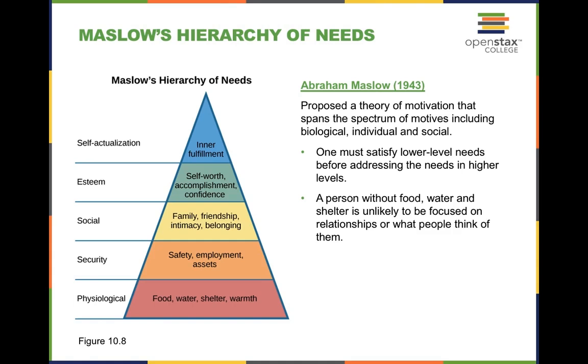We see motivation in the sense of a hierarchy. Once we've achieved food, water, shelter, and warmth, then we can move to security, which includes safety, employment, and assets. Then we can move on to the social aspect of life, which includes family, friendship, intimacy, and belonging. Next, as I mentioned, self esteem: your self worth, your accomplishment, and your confidence. And then the pinnacle of this hierarchy is being self actualized, or achieving inner fulfillment, where you can look at yourself and state that you accomplished what you want to and you're satisfied with all of the following categories.